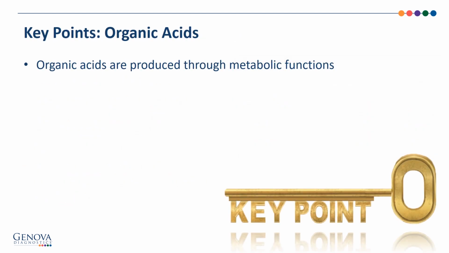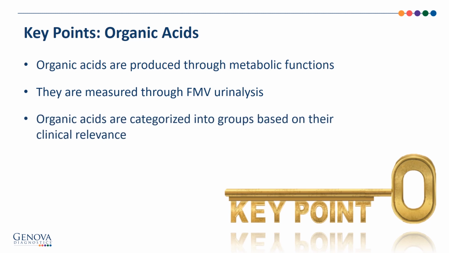Our key points for organic acids. Organic acids are produced through metabolic functions. They're measured through first morning void urinalysis. Organic acids are categorized into groups based on their clinical relevance.